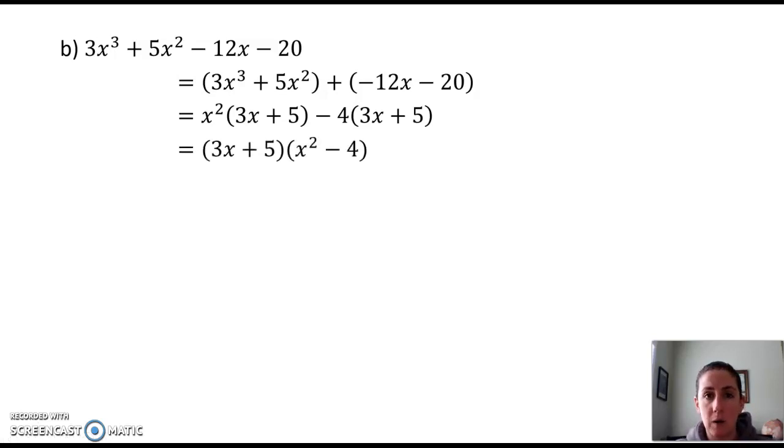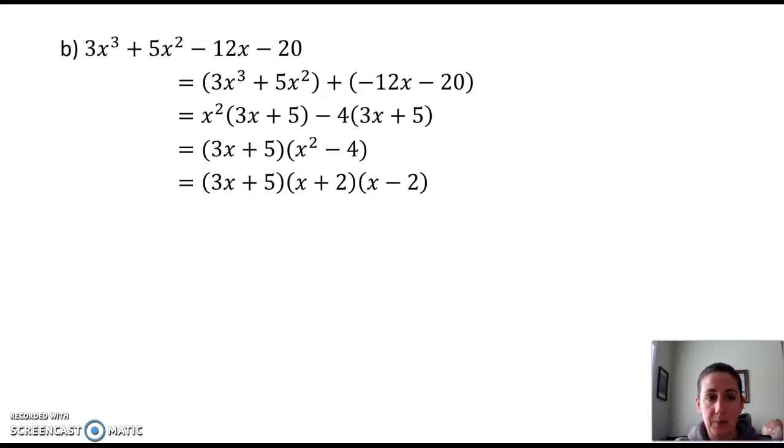x squared minus 4. Now, 3x plus 5 is not the difference of two perfect squares. It's not a trinomial. You can't factor by grouping. But this x squared minus 4 is the difference of two perfect squares. So we'll bring this 3x plus 5 down with us, and we can factor this x squared minus 4 further into x plus 2 times x minus 2. And we've now factored completely.